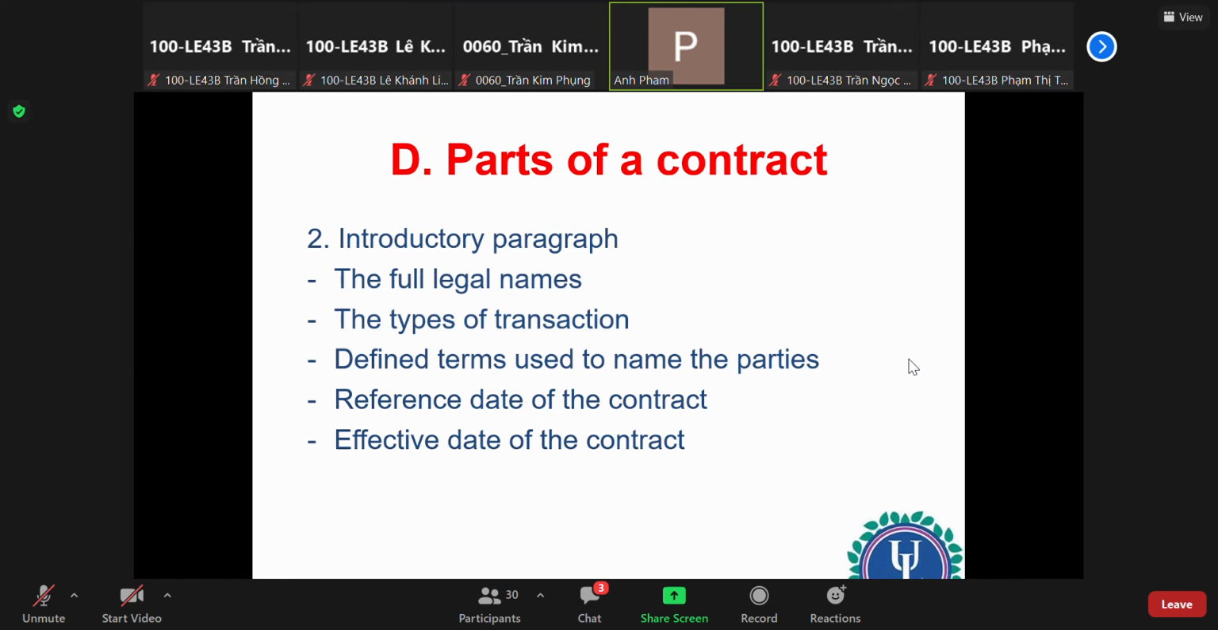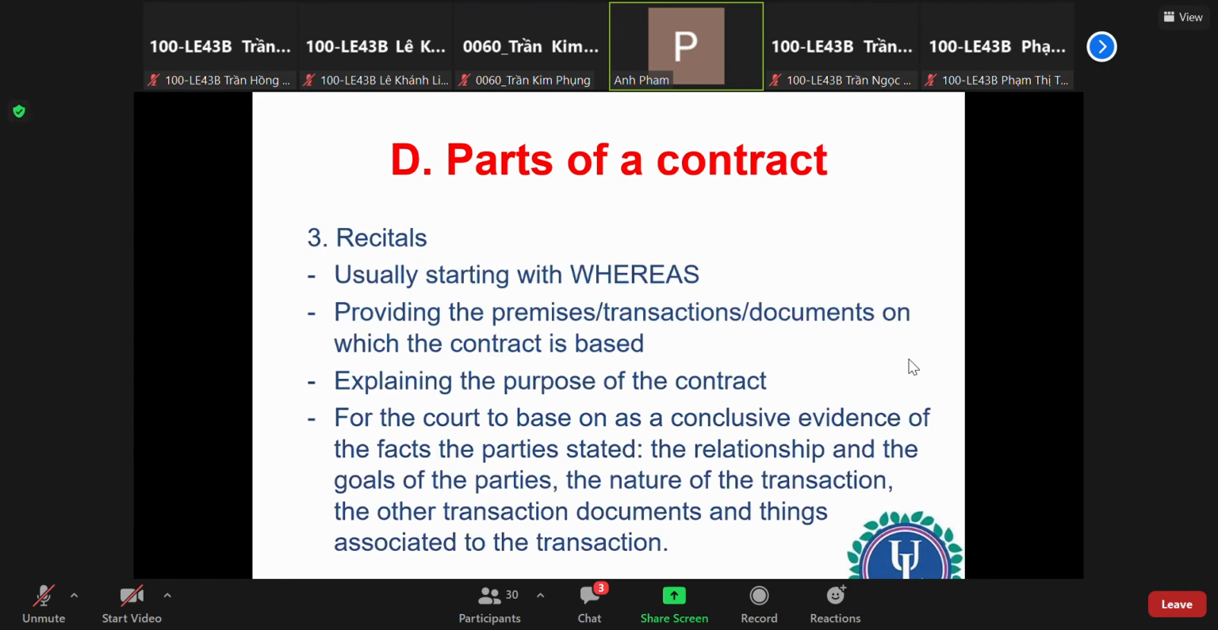Any questions? So if you don't have any questions, we come to the next section, which is the recital.